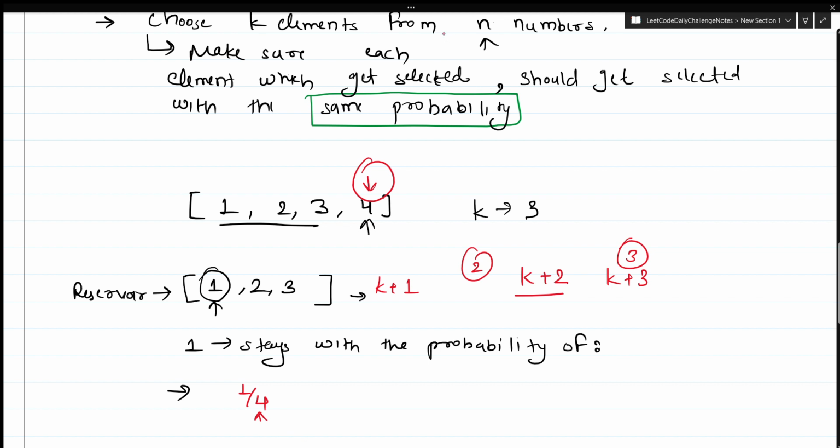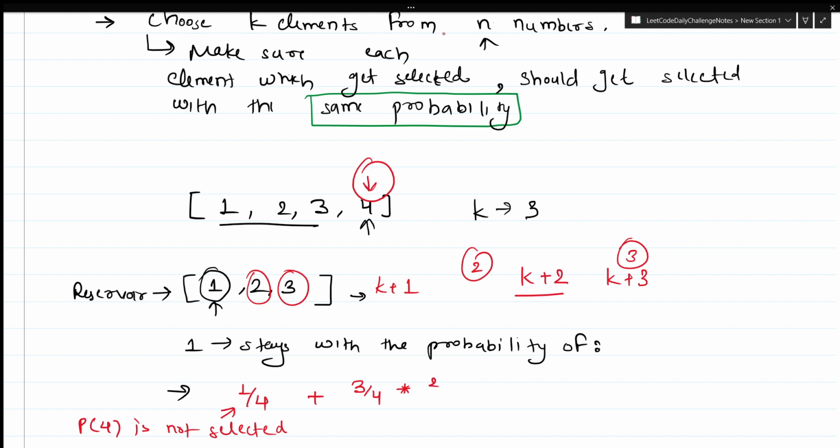Okay. So the probability, P of 4 not selected, probability of 4 does not get selected is 1 by 4 plus, what if the fourth element got selected? What is the probability of that? That is nothing but 3 by 4, into, I need to replace either 2 or 3. So the probability of that is 2 by 3. I can select either 2 or 3. And if I see this, that will come to 3 by 4. Now for selecting 4 randomly in this reservoir array, every element gets picked with a probability of 3 by 4.